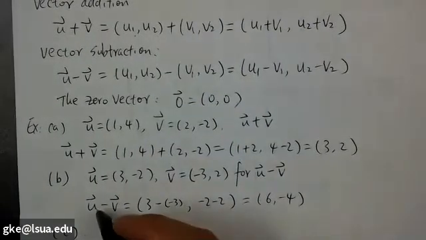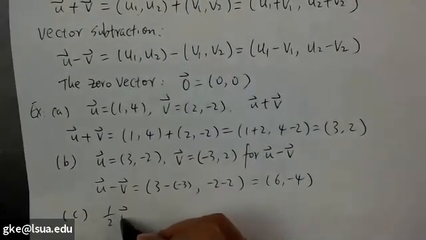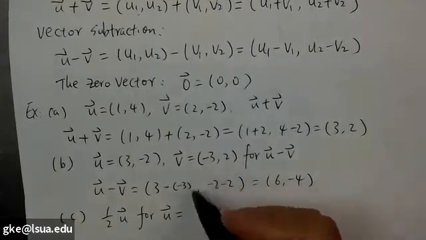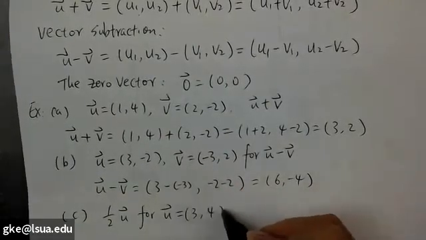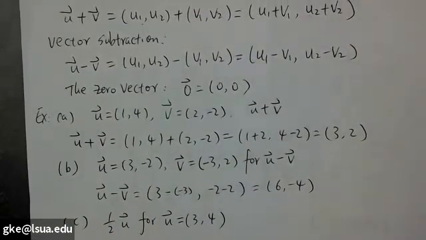Calculate 1/2 u for u equals (3, 4). Okay. Now, a scalar times a vector, how do we calculate it? Try it as well.